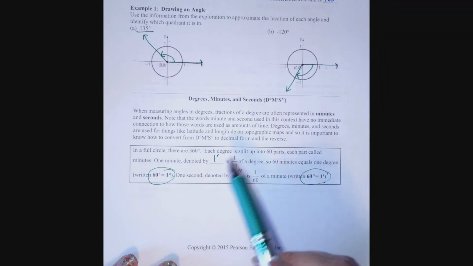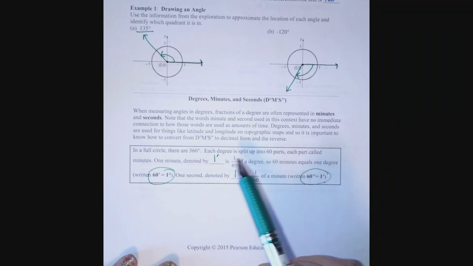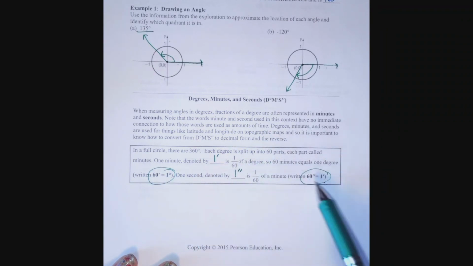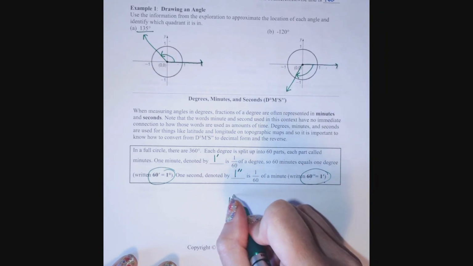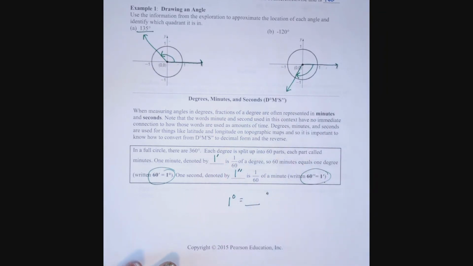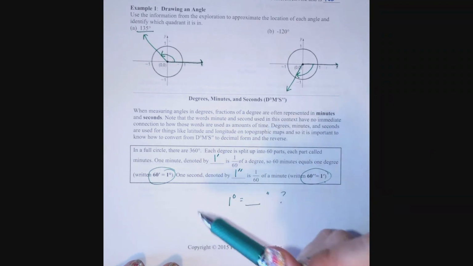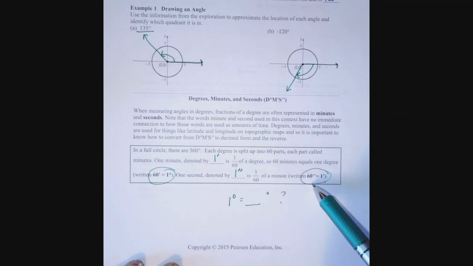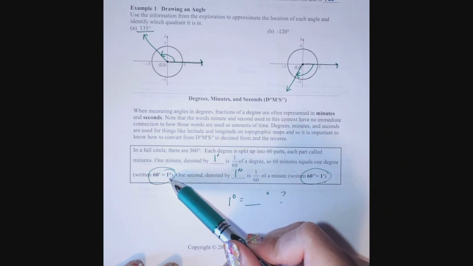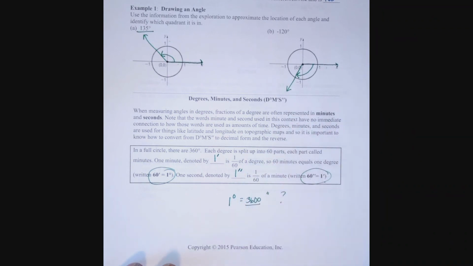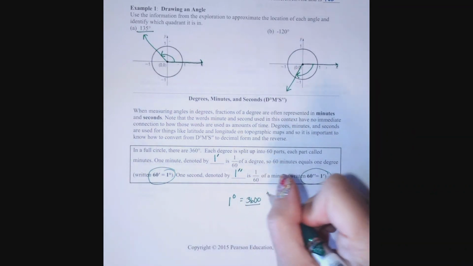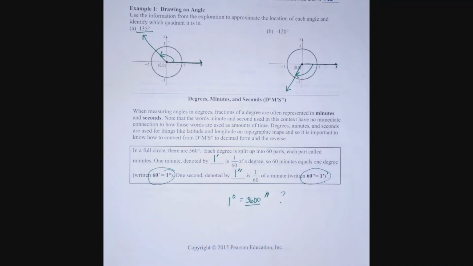Well, if there are 60 minutes in 1 degree and 60 seconds in 1 minute, how many seconds are there in 1 degree? Well, for each minute, I've got 60 seconds, and it takes me 60 minutes to get 1 degree. So it takes 3,600 seconds to equal 1 degree.